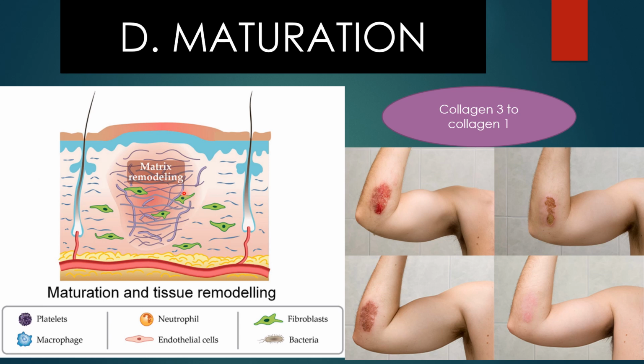In the fibrous connective tissue, the collagen is initially in a vertical orientation. After converting into collagen 1, it will be parallel to the skin surface, so it will become stronger than the initial wound strength. Here see, stage 1 is hemostasis, stage 2 is the inflammatory stage, stage 3 is the proliferative stage, stage 4 is the maturation phase.